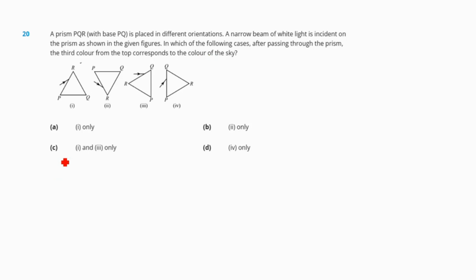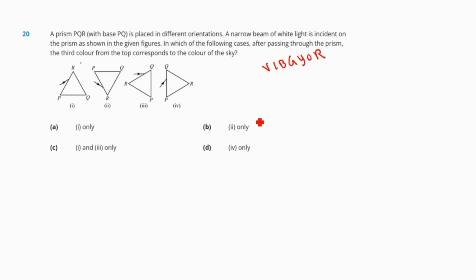Question 20. A prism PQR with base PQ is placed at different orientations. A narrow beam of white light is incident on the prism as shown in the given figure. In which of the following cases, after passing through the prism, the third color from the top corresponds to the color of the sky? So we all know that when the white light passes through the prism, the white light gets scattered into the component colors. So the rainbow color is obtained in the form of VIBGYOR from the lower to high.